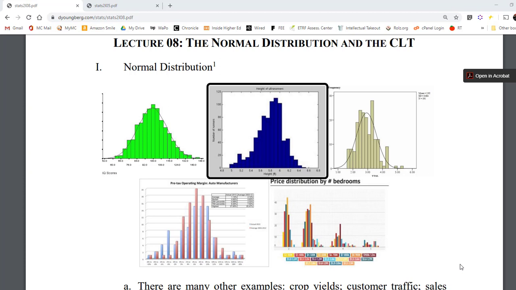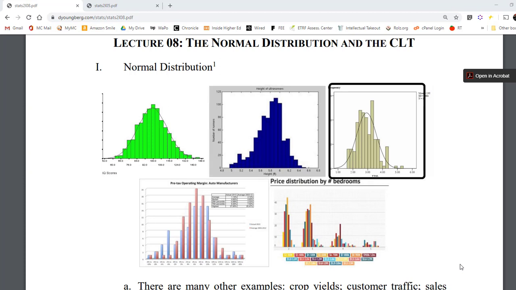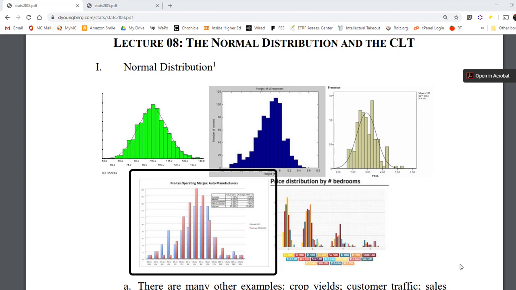This is height of ultra runners right here. Again, a lot of the observations in the middle, and then it tails off in bell shape. This is time to stop line, which I believe the Department of Transportation uses. People are driving, they see the light turn red, how long does it take them to stop? So this is measured in seconds. You get an idea of the delay. And it kind of follows it. It's not perfect, right? Sometimes messy, but it's still pretty good. Here's the pre-tax operating margin for auto manufacturers. Same kind of story. Looks like it's a normal distribution.